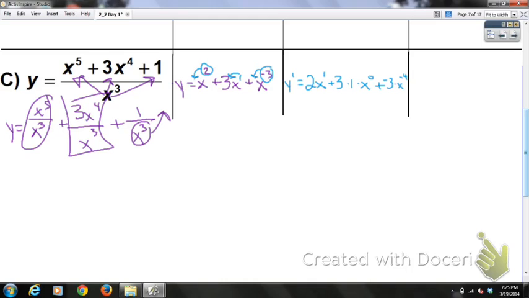Now we have to clean that up. Y prime is equal to 2x, 3 times 1 times x to the 0. X to the 0 is just 1. So 3 times 1 times 1 is just going to give us plus 3. And then we have minus 3 over x to the 4th. We have a negative 3, and then we took this x to the negative 4th, made it positive, and moved it into the denominator.